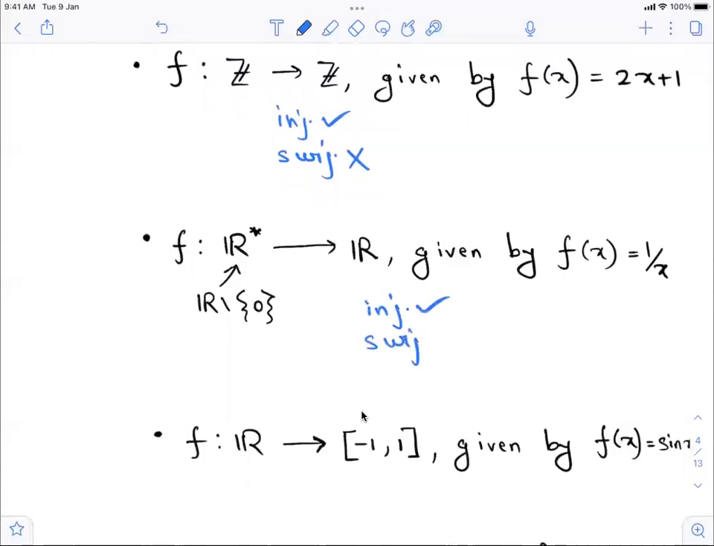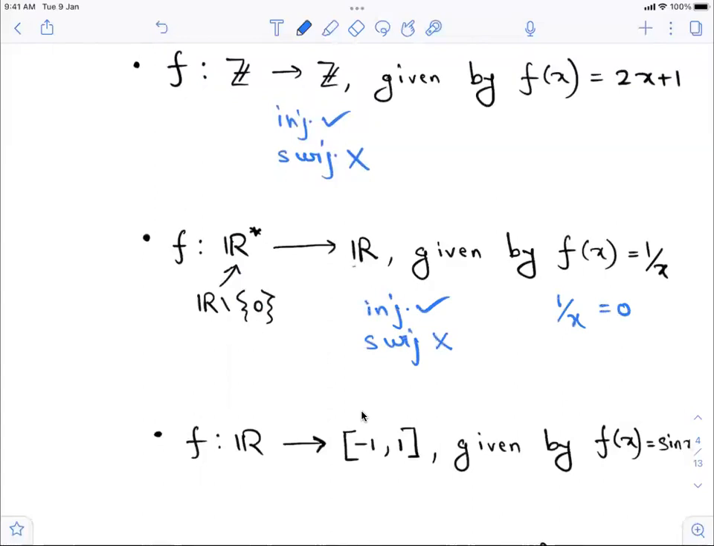Surjectivity, okay. Is it surjective? No, it's not surjective because 0 is not an image. So clearly 0 is not an image because 1 over x equals 0 would be an absurd situation, right? So no x will give you 0 as its pre-image. So surjectivity once again fails, and therefore it's not bijective.